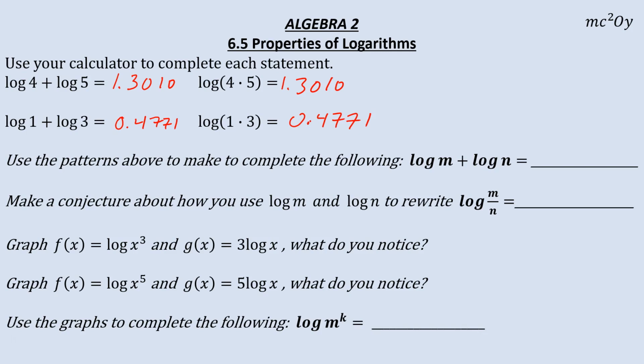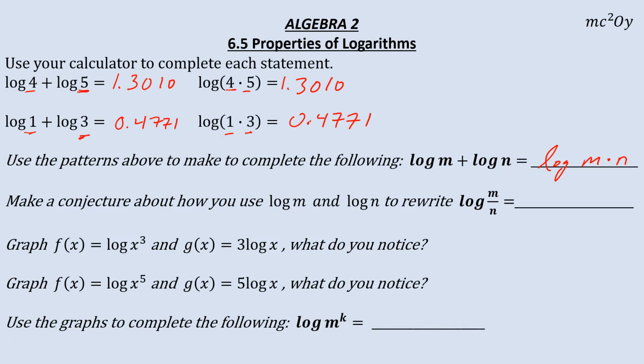We can complete the following by observing these patterns. If we have log of m plus the log of n, notice the bases are the same. They're both base 10 here. Then that's equal to the log of m times n. That's what we're seeing here. Log of 4 plus the log of 5 is equal to the log of 4 times 5. Log of 1 plus log of 3 is equal to the log of 1 times 3.